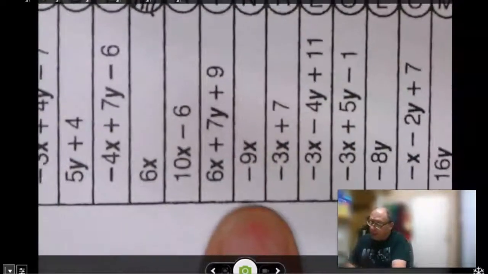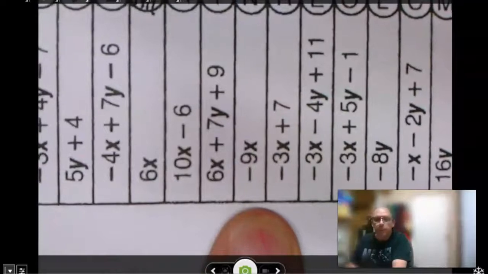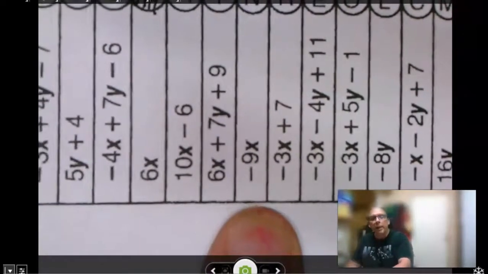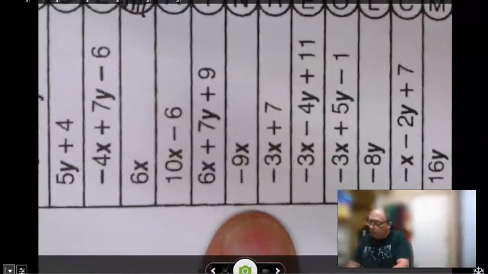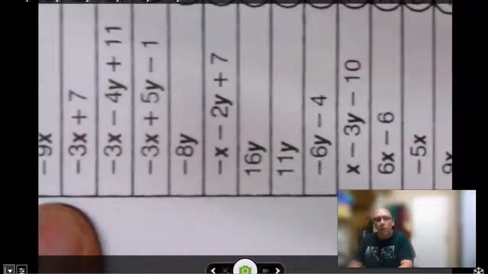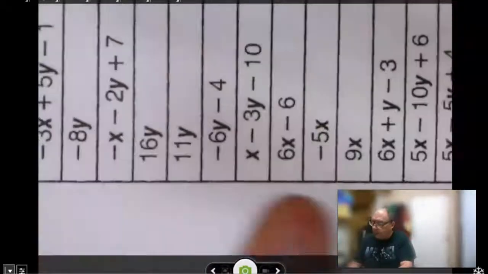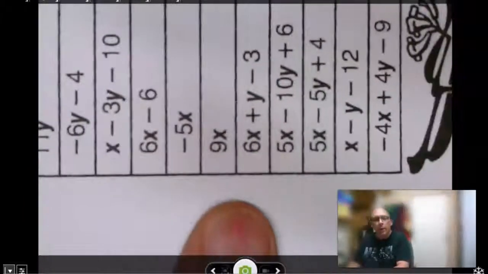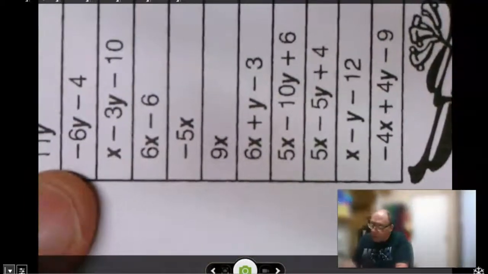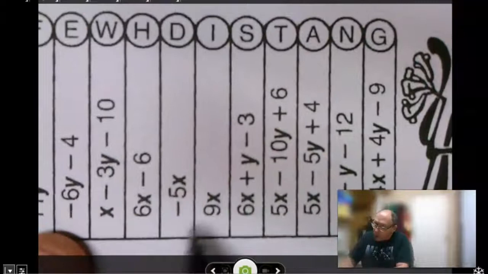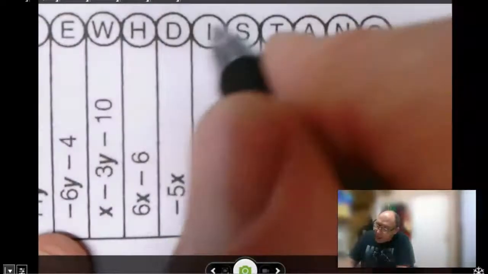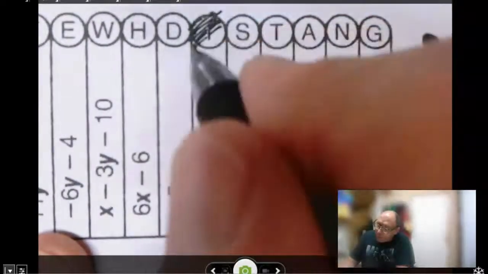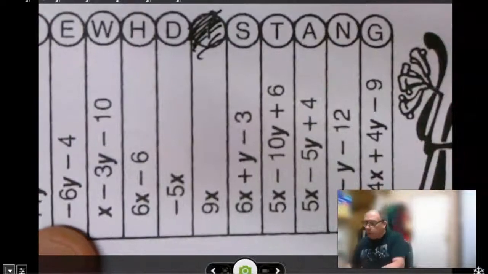Well, I see a -9x. Did we make a mistake? Is there a positive 9x? Or did we get it wrong? I'm scooting over. Oh, there it is. Out towards the end, I see that 9x. And so we go up here, and we cross that letter I out because we found our 9x. Okay, so that one's gone.